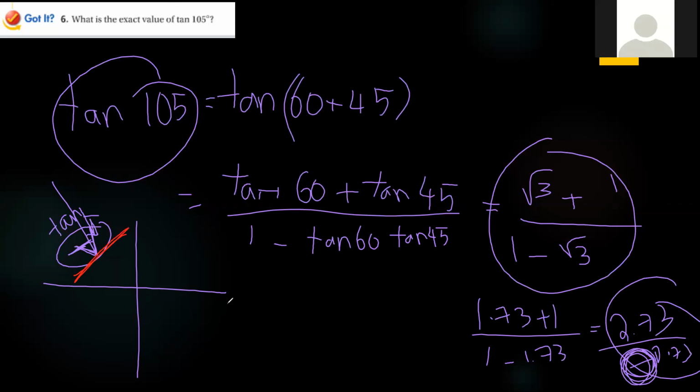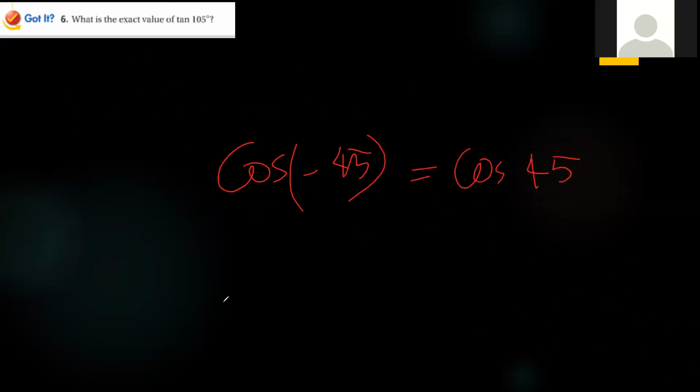Teacher, what do you mean that if we have cosine of negative anything, we will make it equal positive, just like that? You mean the negative identity, like cosine of negative 45? Yes, it's the same as cosine of 45. Okay, thank you, teacher.